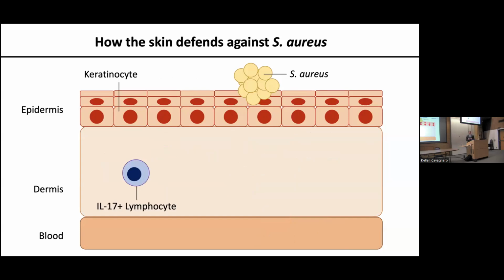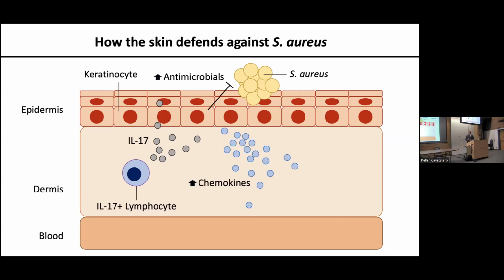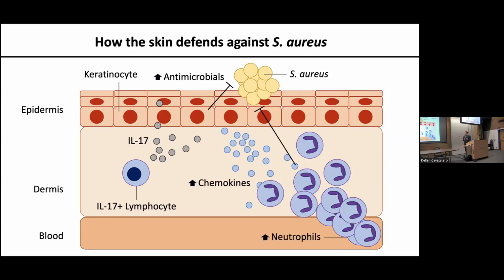Another cell type that is very important for defense against staph is the lymphocyte, in particular the subsets that produce the cytokine IL-17. And a cytokine is just another protein messenger of the immune system. It tells other cells what to do. And IL-17 is a very potent amplifier of defense against Staph aureus. It acts on those keratinocytes in the epidermis and boosts up their production of antimicrobials and chemokines, leading to a ton of neutrophils coming into the skin. So it's really amplifying the host defense response.